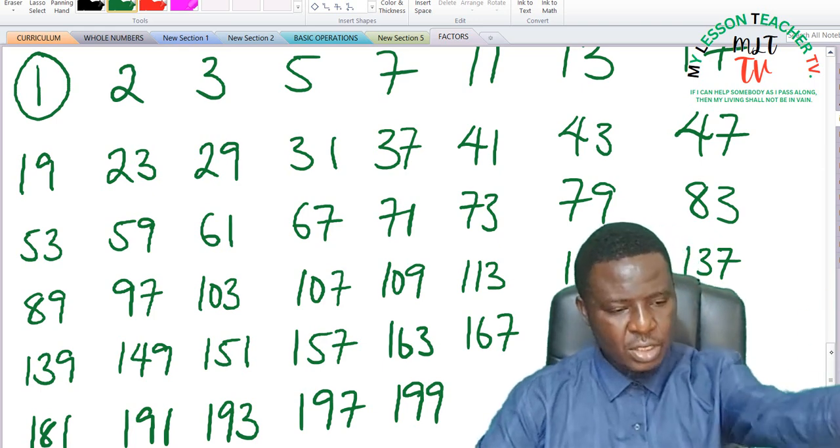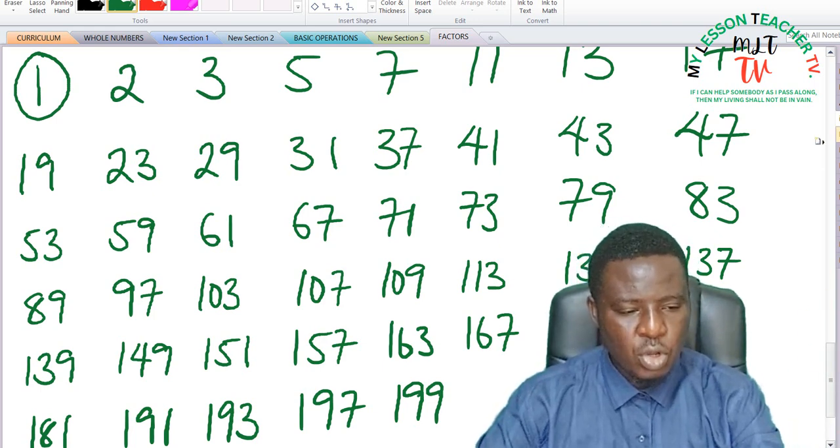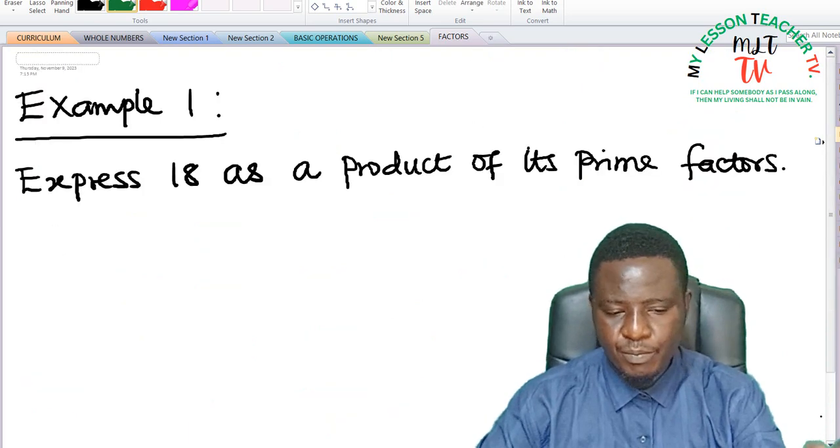We shall now take examples on prime factors.